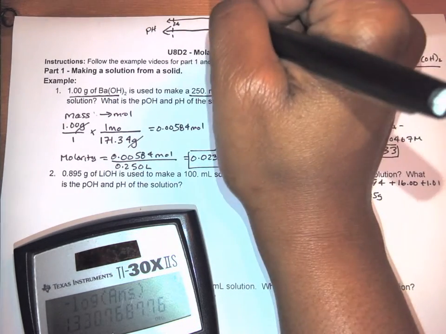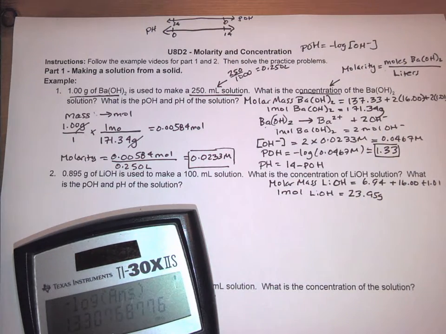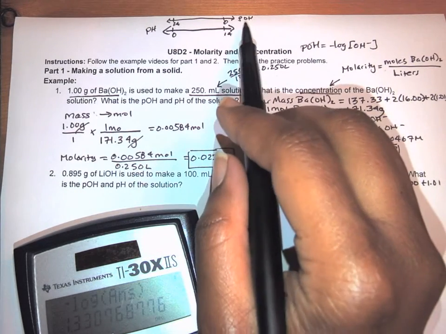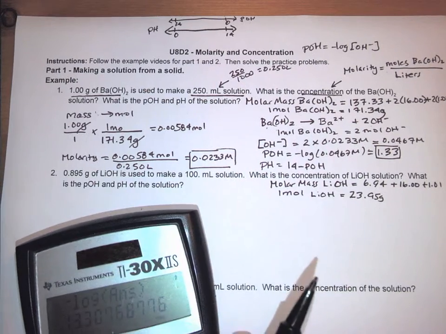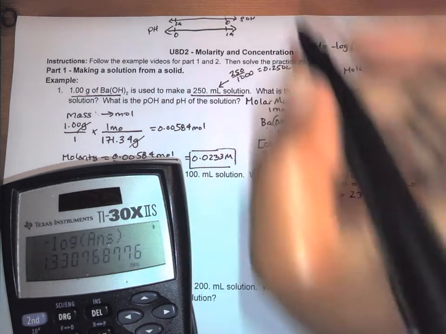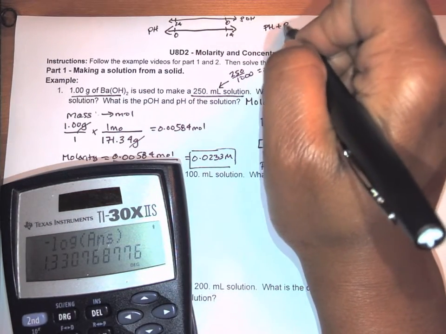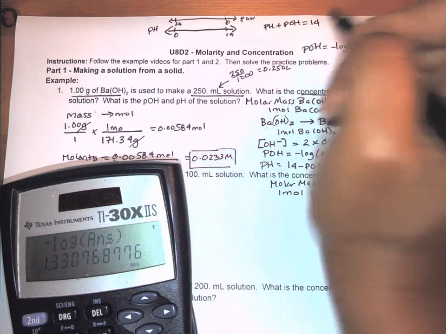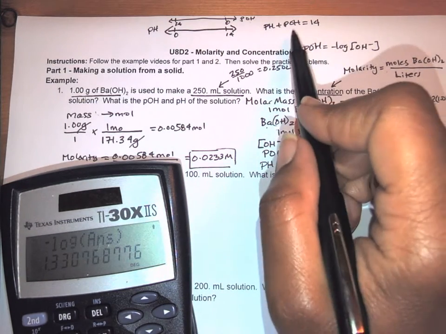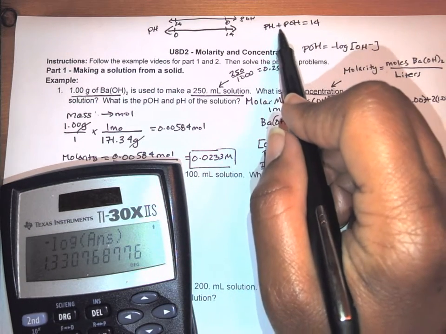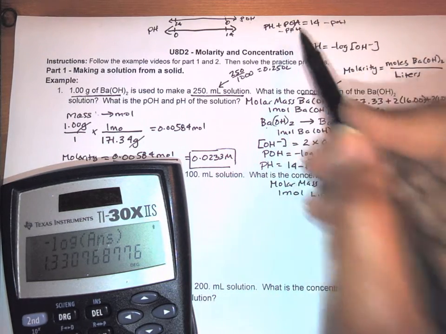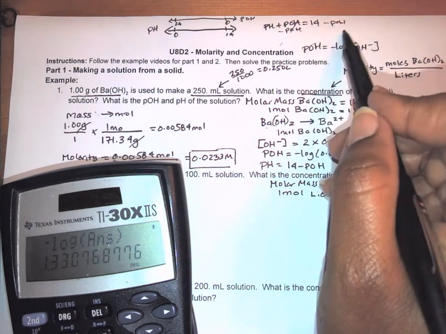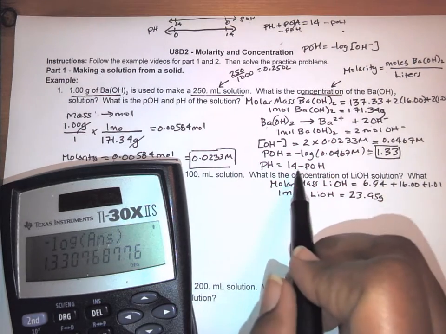Sorry, this should be a 0, not a 1 there. So if you add up the pOH and the pH, they should equal 14. That's pH plus pOH equals 14. On the flip side, if we're trying to figure out the pH from the pOH, we subtract pOH from both sides, and we get pH is equal to 14 minus the pOH. And that's where that comes from.